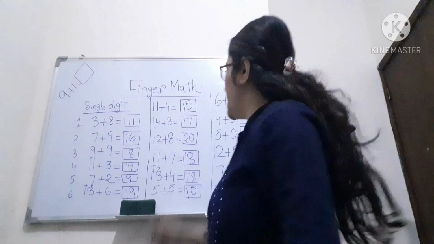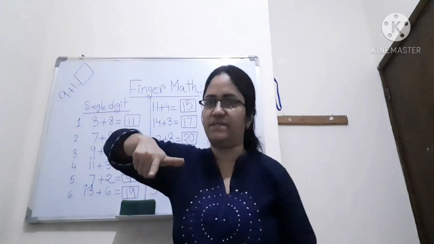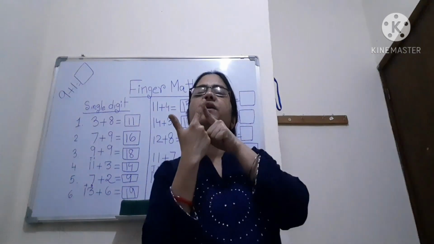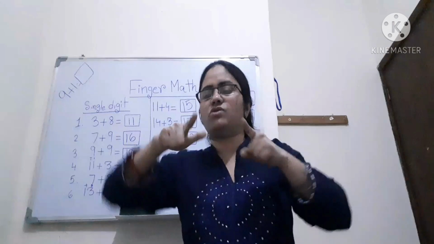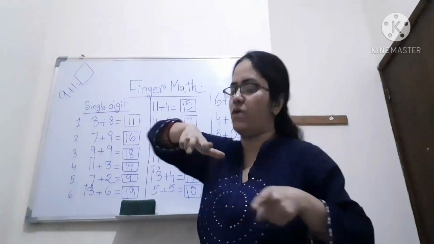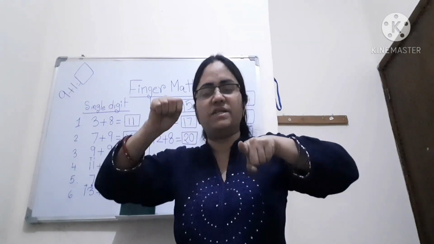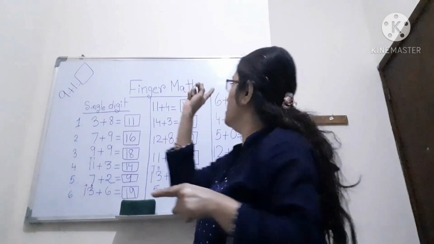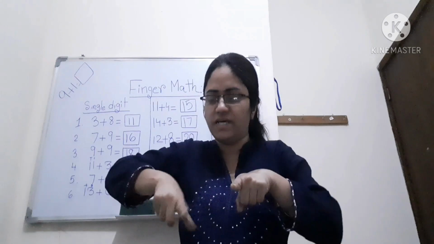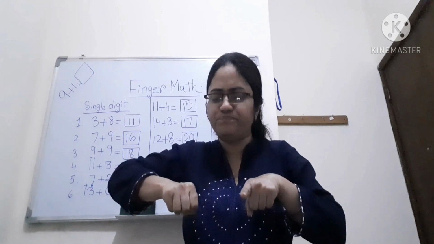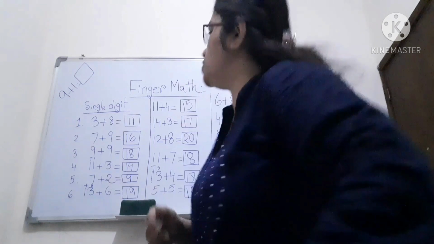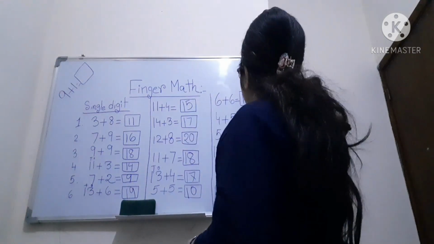12. Again I am telling you, 6: 5, 6. If I raise my thumb and this finger, it is called 6. So again I have to count 6. 1, 2, 3, there is no more finger. So 5, 6. Sorry, 6 plus 6 again. 5, 6. 1, 2, 3, 4, 5, 6. So this is 12. 6 plus 6 is equal to 12.